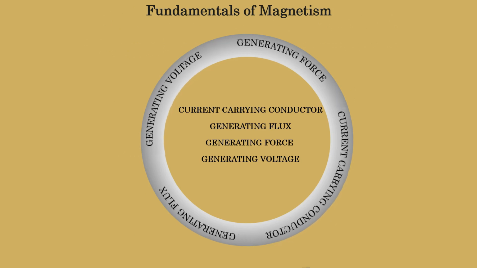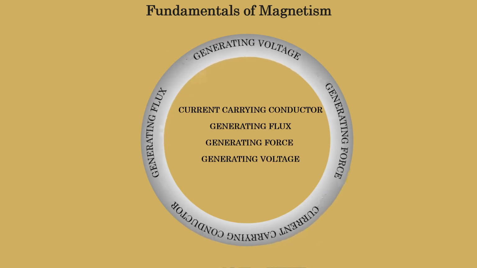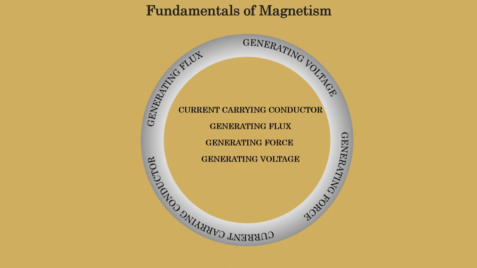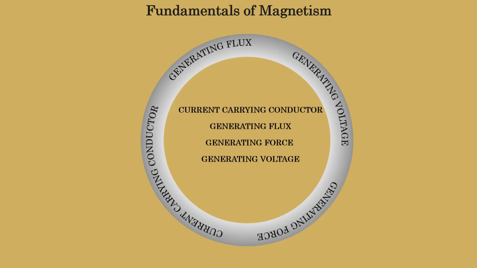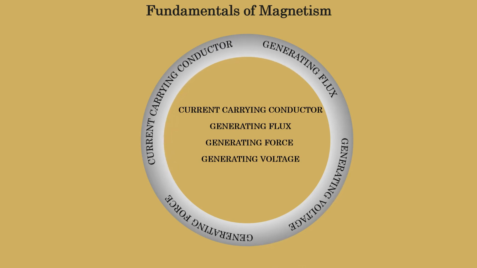We'll first discuss some very basic magnetic principles. What happens when current flows in a conductor, what is flux and how is it generated, how is a force produced that moves a conductor, and finally, what happens when a wire or a conductor is moving in a flux field.